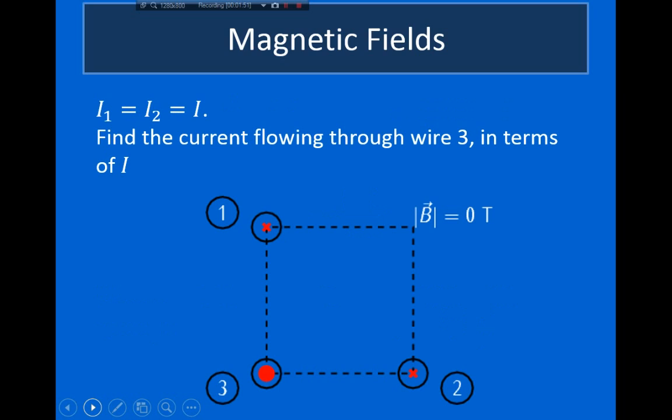So let's take a look at an example. In this example, we have 3 current-carrying wires, and each of these wires are placed at the corner of a square like I have shown in this figure down here. And I'm told that the current flowing through wire 1 is equal to the current flowing through wire 2. And the question is how much current must be flowing through wire 3 so that the total magnetic field up here at this empty corner of the square is equal to 0.